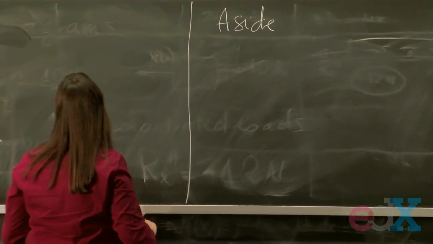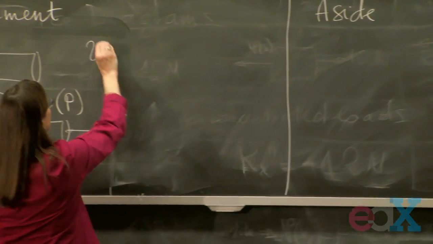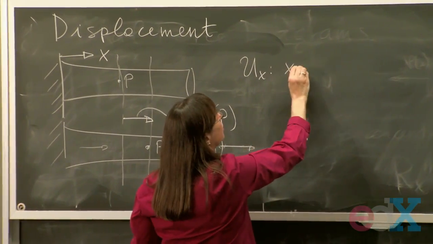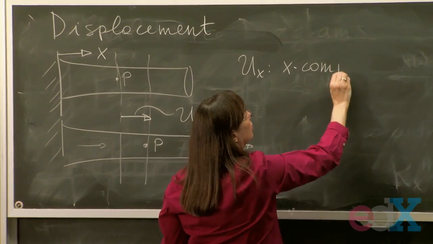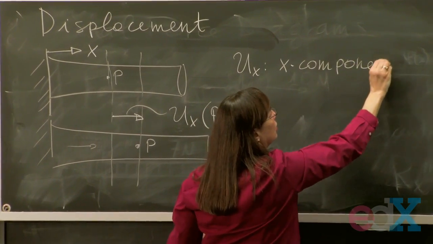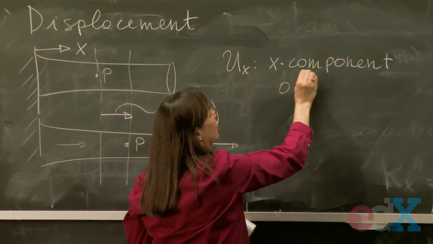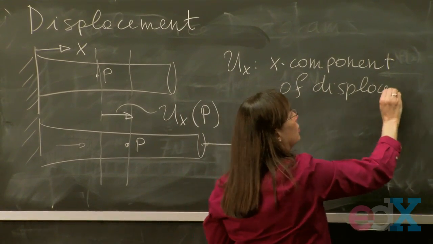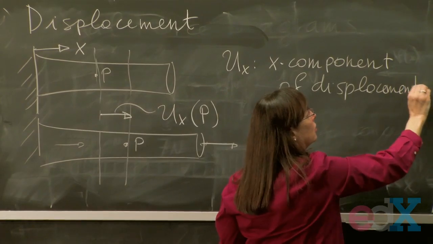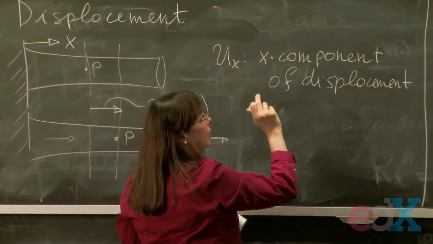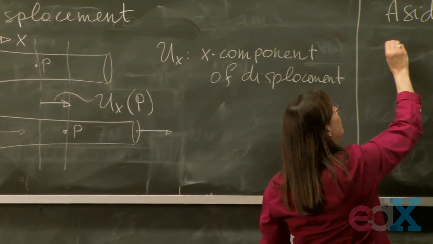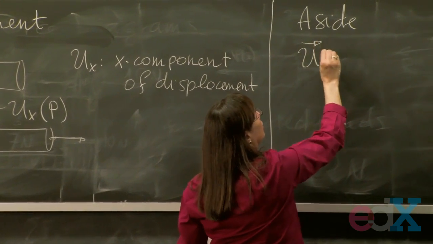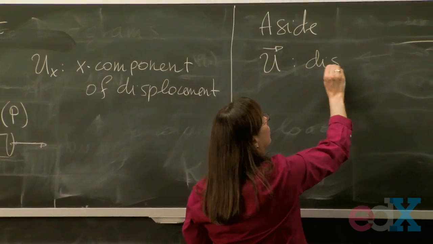is that ux is the x component of the displacement, and in general, the displacement is a vector. It's a displacement vector.